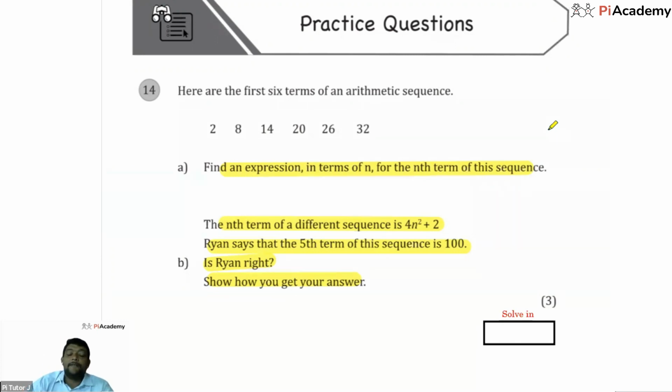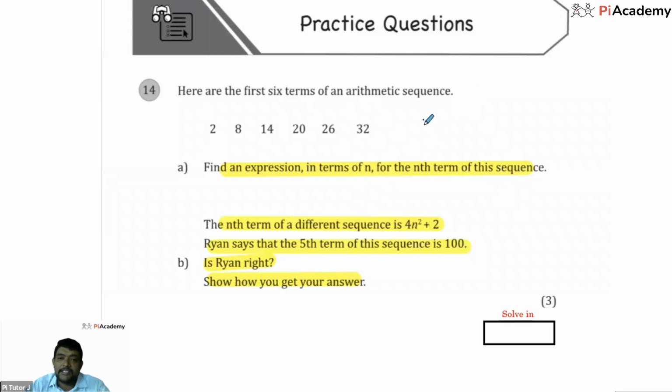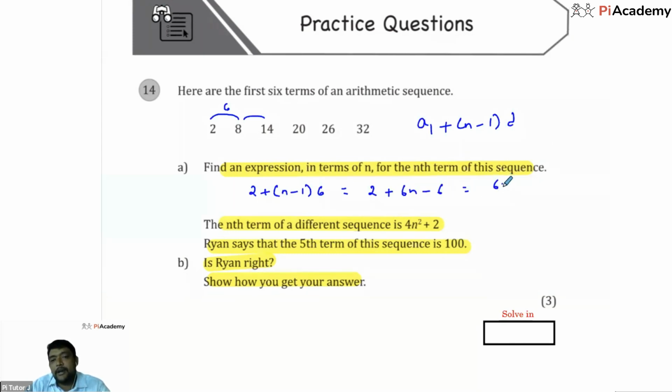Good. Let's do it together. Find an expression in terms of n for the nth term of this sequence. Let's find the nth term. You know the formula is a1 plus n minus 1 times d. So a1 is 2 here, and you need to find d. 8 minus 2 is 6. So it is 6. Let's find 2 plus n minus 1 times 6. So that is 2 plus 6n minus 6, so that is 6n minus 4, the nth term of the sequence. Am I correct? Yes, sir.